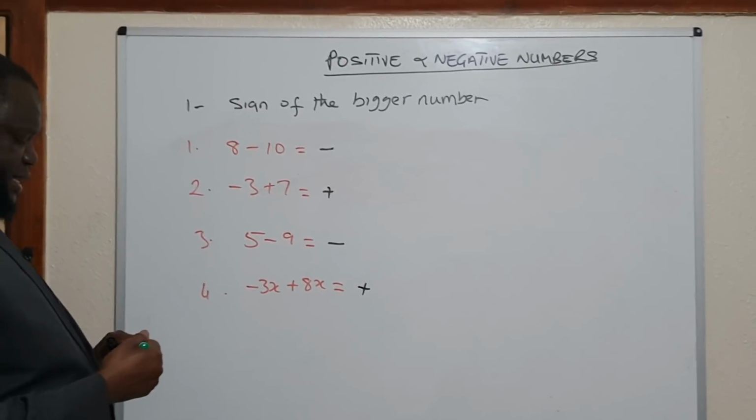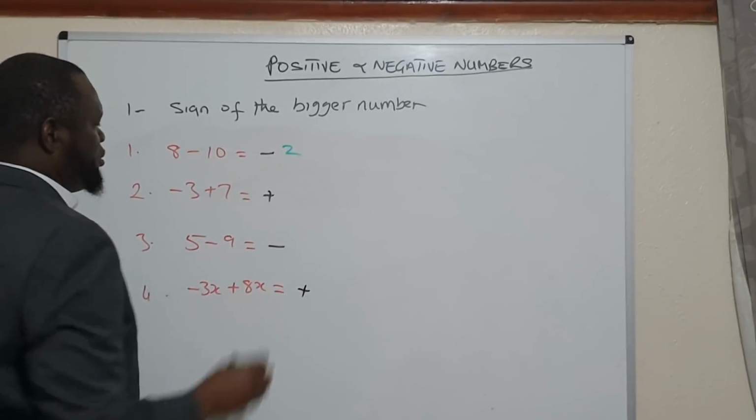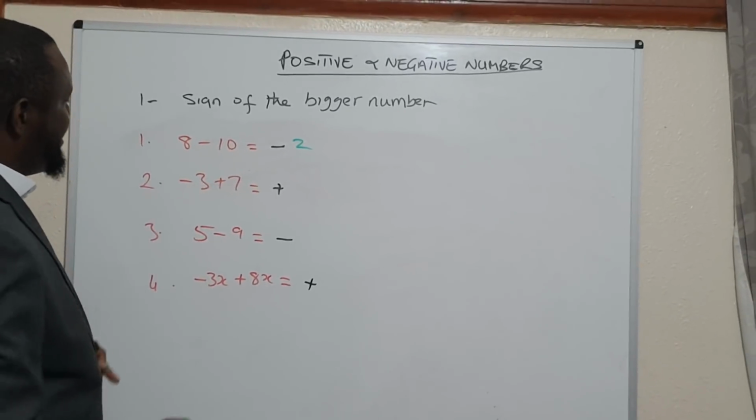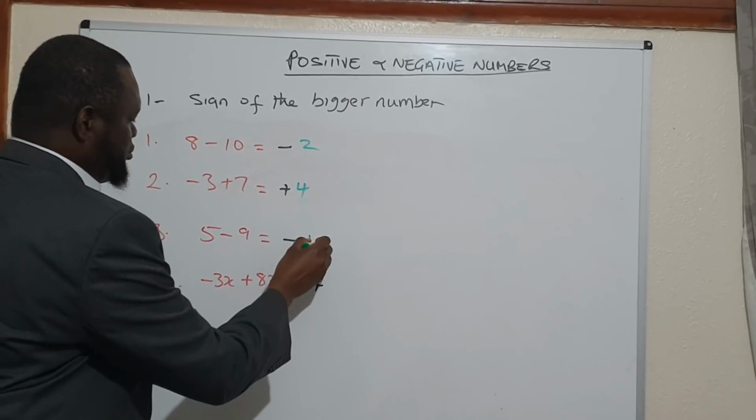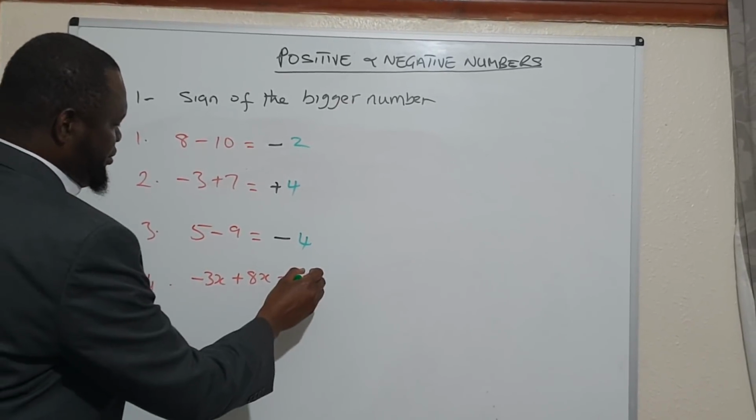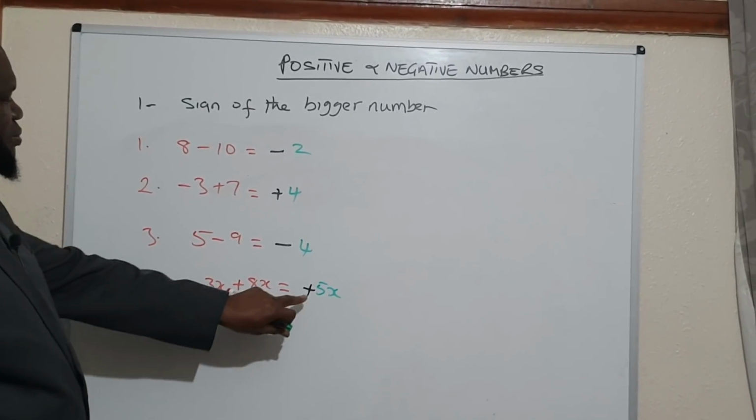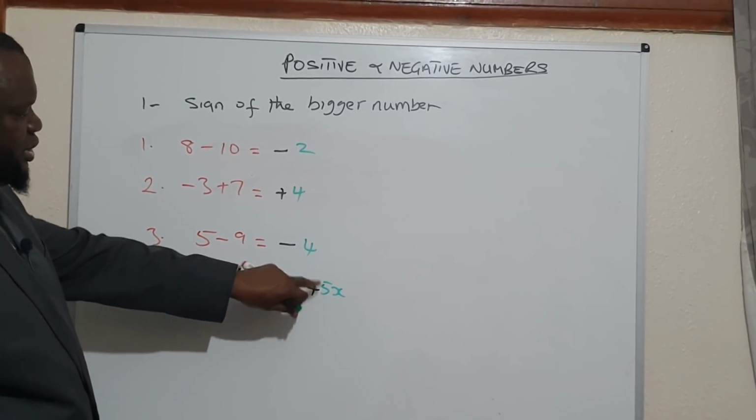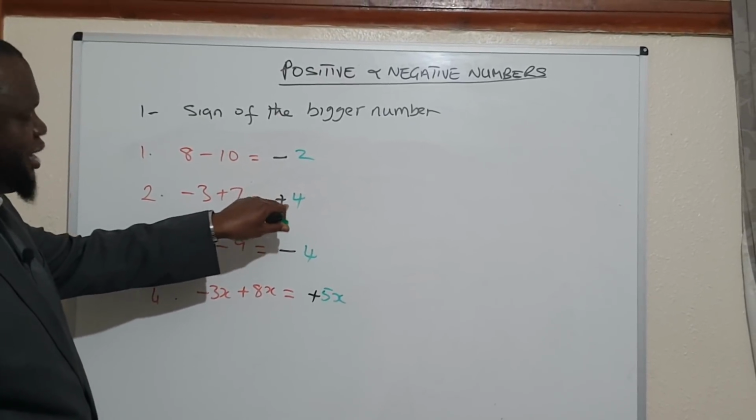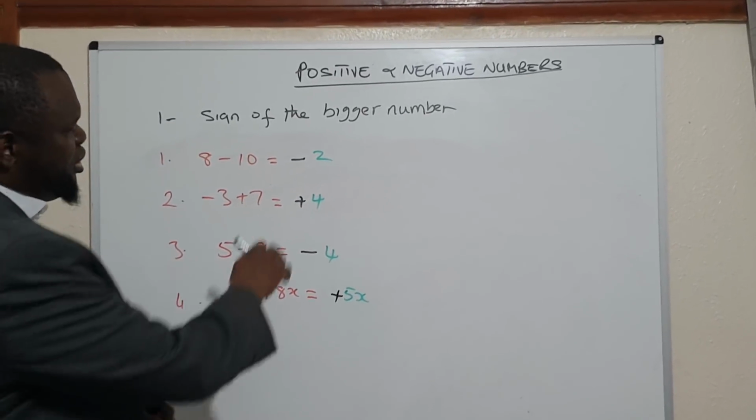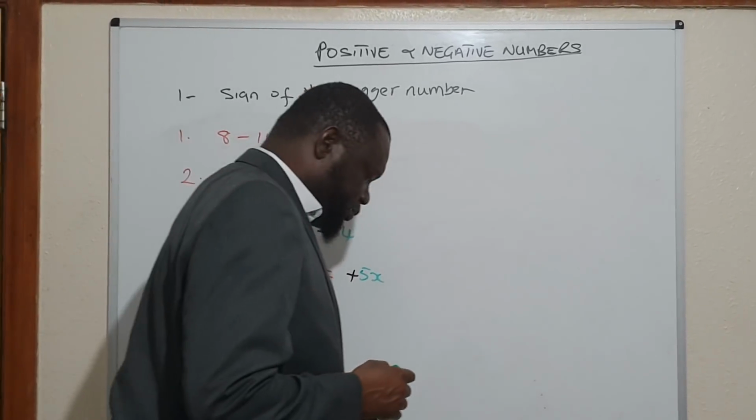Now look at it. What is 10 minus 8? 2. What is 7 minus 3? 4. 9 minus 5? 4. 8 minus 3? 5. You don't put a plus there if it's plus. You know, in mathematics, anything which has no sign before it is positive. So you don't need to put this. So this is how you deal with this type of thing.